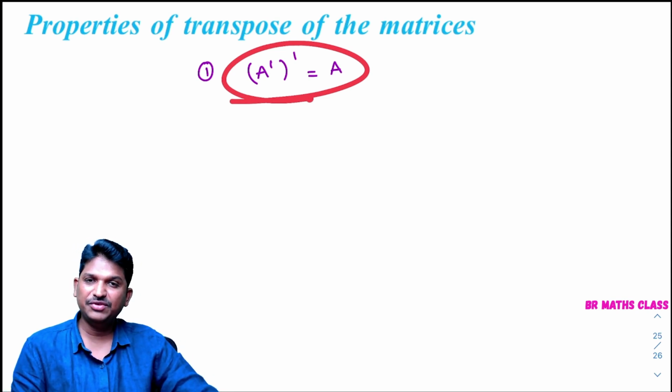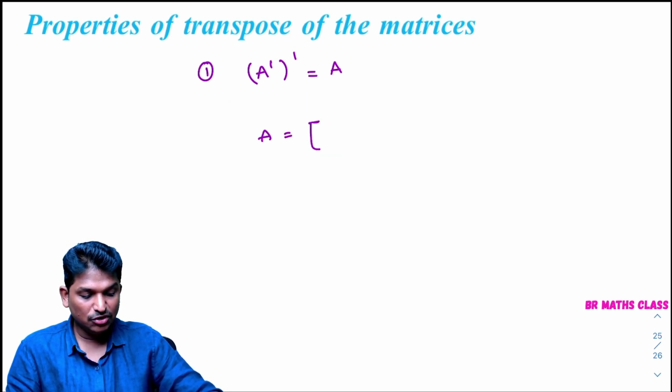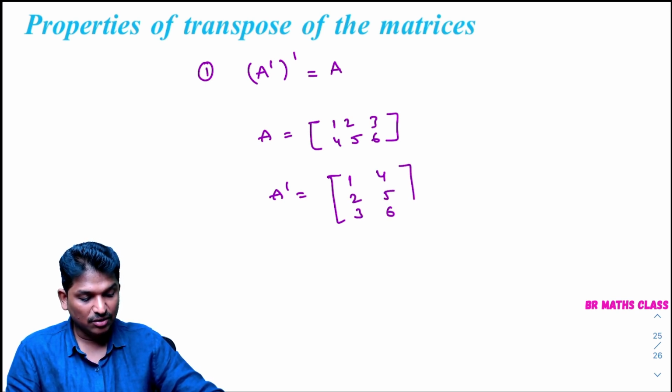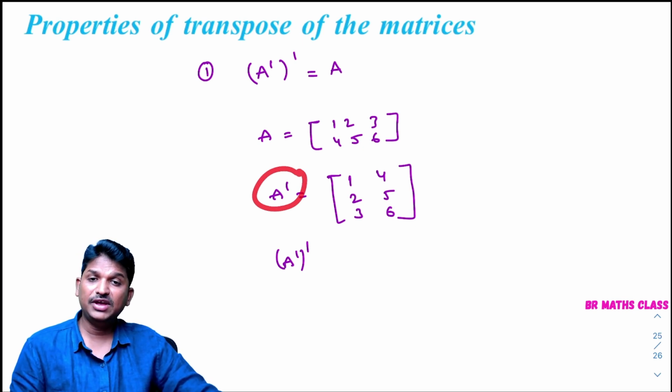This property can be verified easily with an example. Suppose I take A equal to 1, 2, 3, 4, 5, 6. Write its transpose, please. For A transpose, you take the first row, write it as the first column. You take the second row, write it as the second column. Now I will calculate A transpose whole transpose. That means the transpose of A dash.